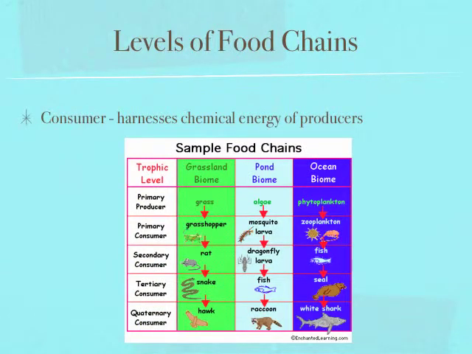There are levels within a food chain. After you reach the producer, you get to the consumers. These harness the chemical energy of producers. Consumers can be leveled as primary, secondary, tertiary, or higher depending on how long the food chain is. You can see several examples of food chains along with their primary, secondary, and so forth consumers and producers listed below.